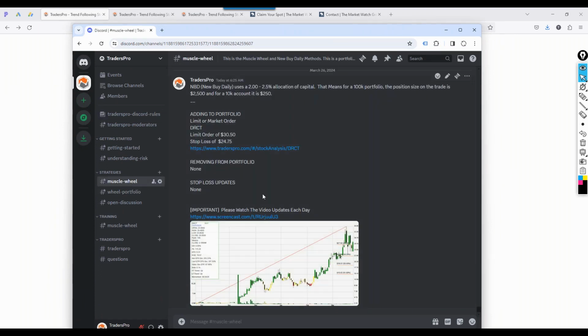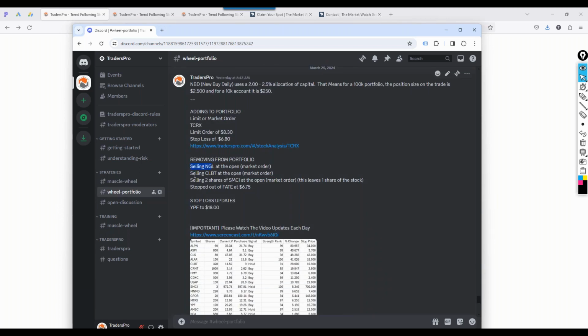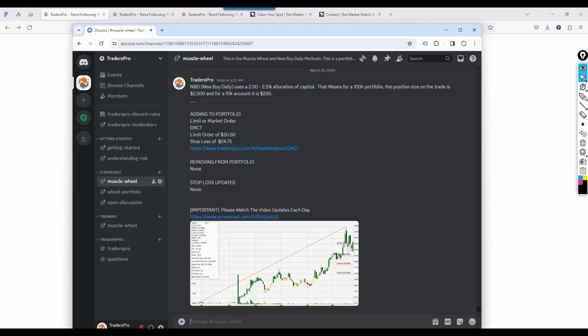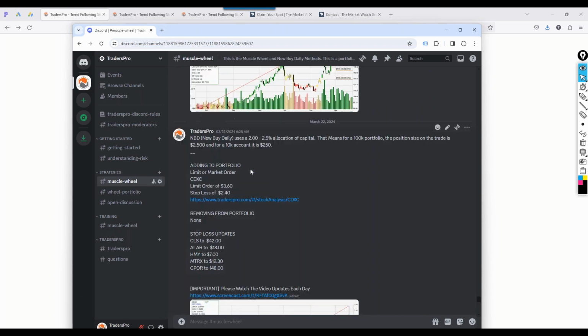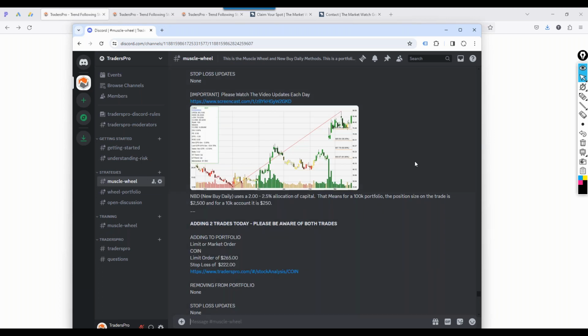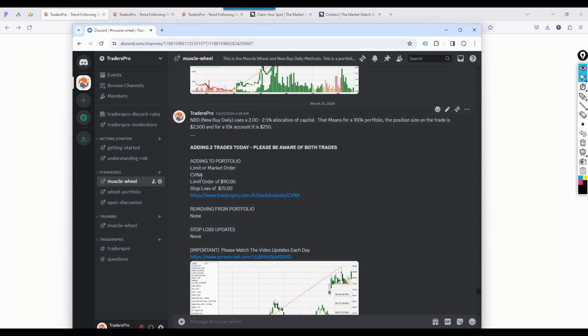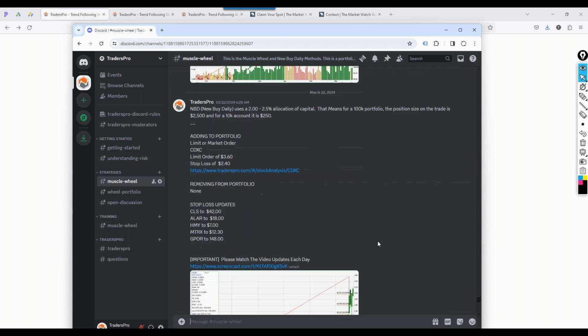So for example, in the Muscle Wheel portfolio, I'll give the chart pattern, I'll give what we're adding, the symbol, the limit order, the stop loss, and then also any portfolio adjustments here. So for example, yesterday, we're selling NGL, we're selling CLBT, we're selling 2 shares of SCMI, we were stopped out of FATE, okay? So portfolio management along the way, and then also each of the new trades. Every morning we'll add into a new trade. Here's that Carvana trade. We got into Carvana and where was it here? There's Carvana and then Coinbase right here as well.